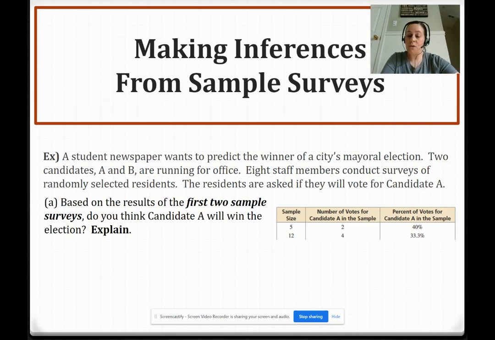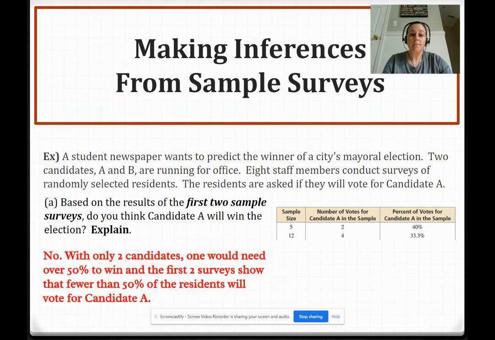So, looking at these 2 samples that have been taken, a sample size of 5 and a sample size of 12, it's not looking too good for this candidate, right? We got 40% and 33.3%, both much lower than the 50% mark that they need to get to at least tie, ideally more to win. So I'd say no. With only 2 candidates, one would need over 50% to win, and the first 2 surveys show fewer than 50% are planning to vote for candidate A.